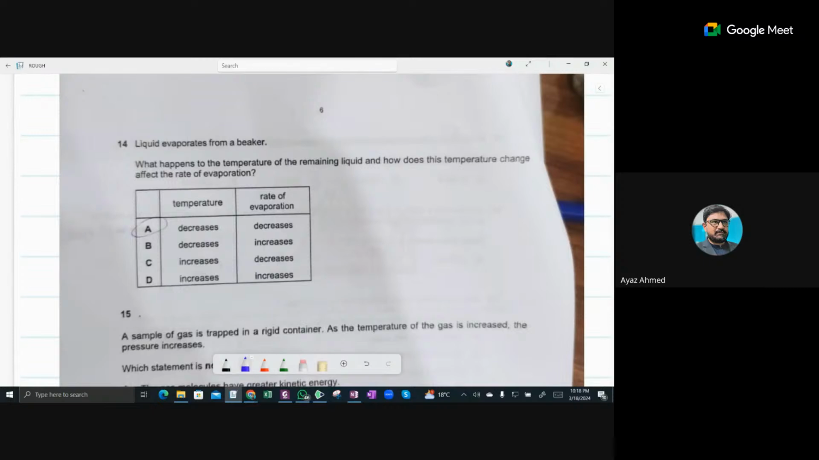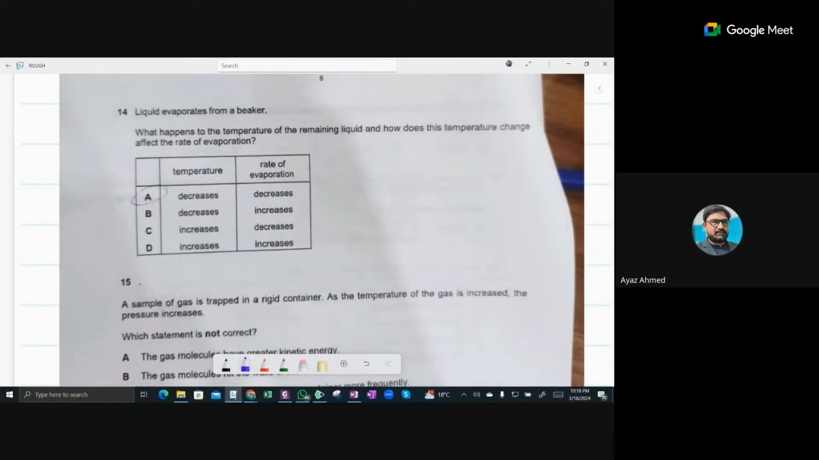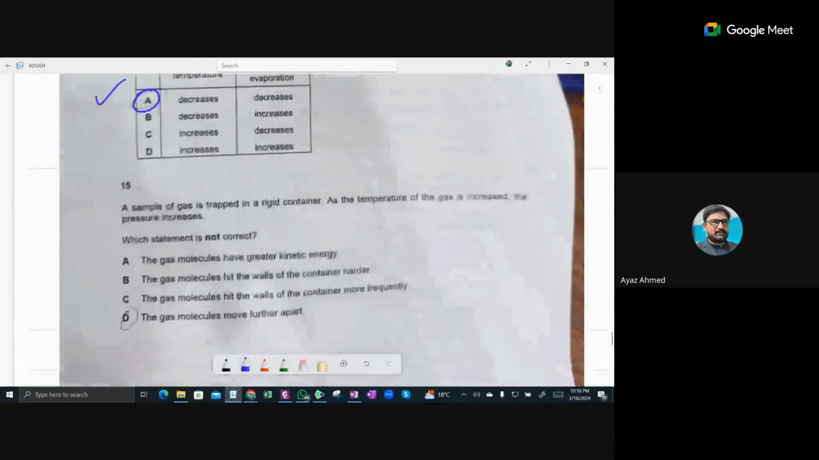Okay. Next one: a liquid evaporates from a beaker. What happens to the temperature of the remaining liquid, and how does the rate of evaporation change? So temperature definitely decreases, and the rate of evaporation decreases too, because with lower temperature there would be fewer energetic molecules. So your A is correct. Do you have any objection to that one?